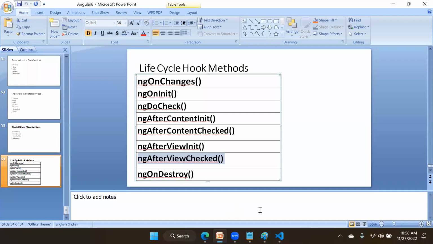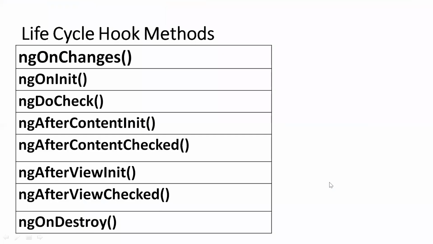So what is the overview here? What happens on ngOnChanges? Initialization, property binding, attribute binding, style binding, class binding, event binding. All these activities are done on ngOnChanges.